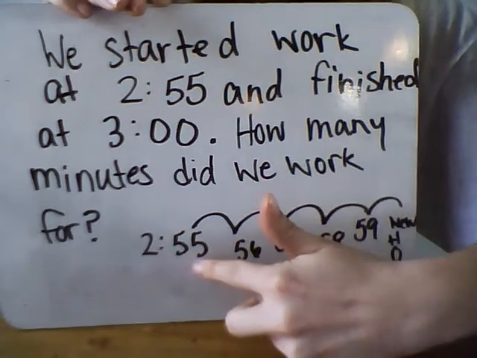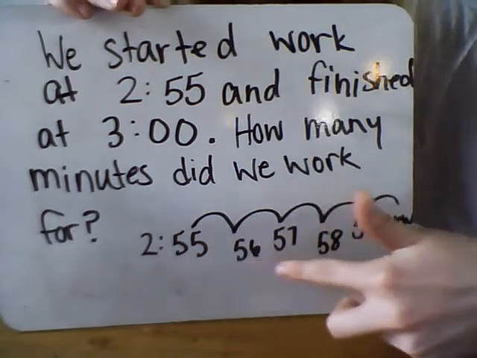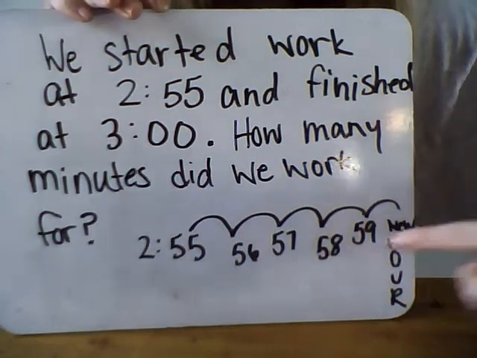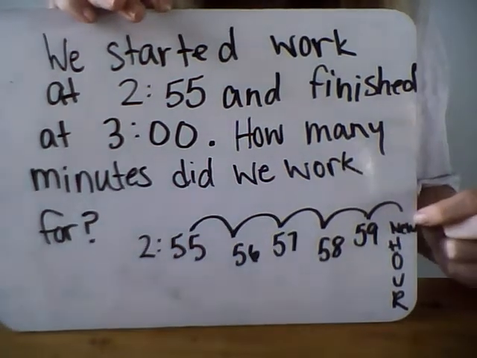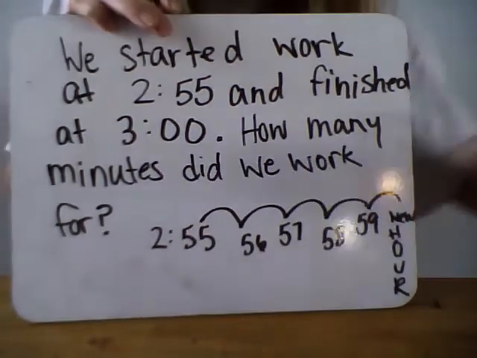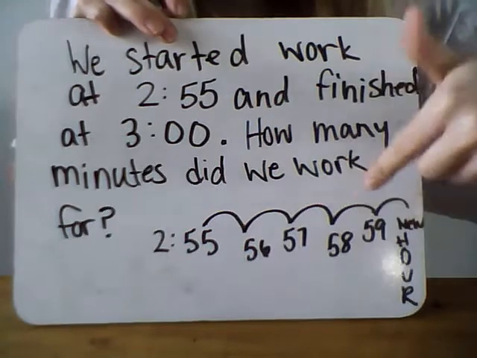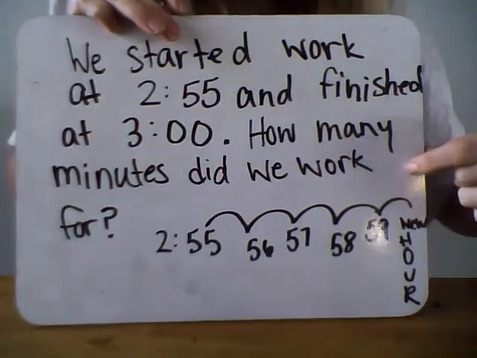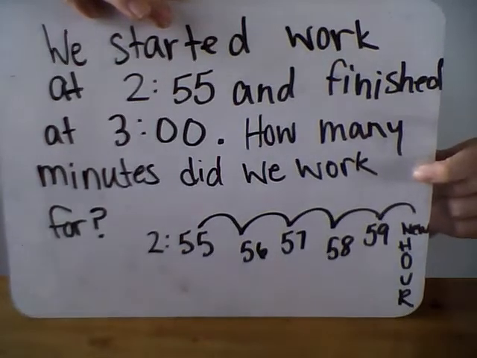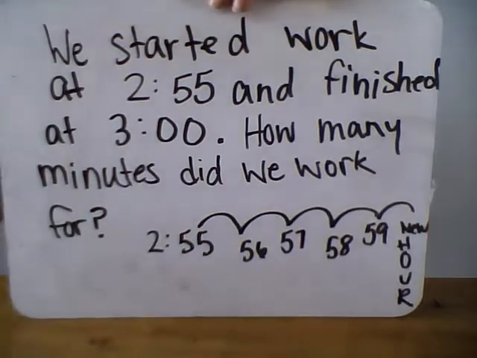So how many minutes passed? 55 to 56, 56 to 57, 57 to 58, 58 to 59, and then you're at a new hour. So how many minutes passed? 1, 2, 3, 4, 5. From 55 to 60, or from 55 to a new hour, it's 5 minutes.